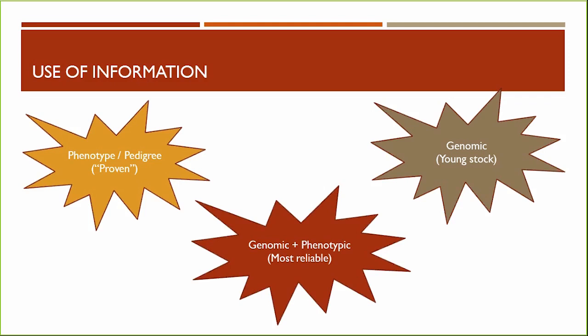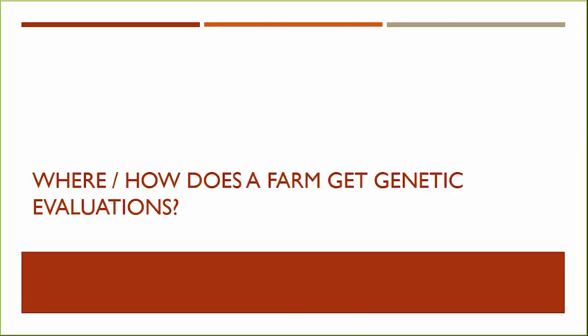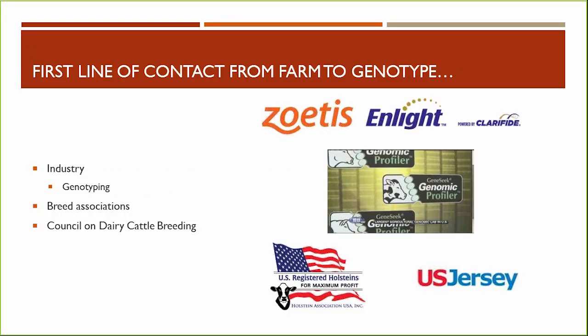So usually you'll get genetic evaluations through the genotyping industry, your breed associations, and the other main point of contact is the Council on Dairy Cattle Breeding, which I'll talk about in just a minute. But for instance, Zoetis with their Enlighten CLARIFIDE programs is one genetic evaluation. GeneSeek is another one that provides genetic evaluations. And then a lot of these are also done through the breed organizations such as HOLSTEIN and Jersey.